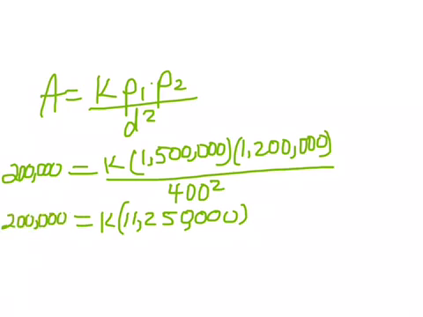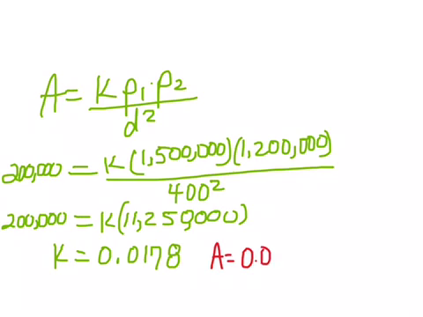All right, so I will divide both sides by the 11 million number to get my K value. Which gives me 0.0178 if I round it off. So I end up with my formula. My formula is A equals 0.0178 P1 times P2 divided by D squared.